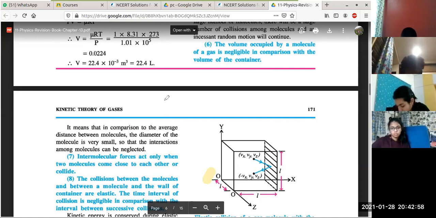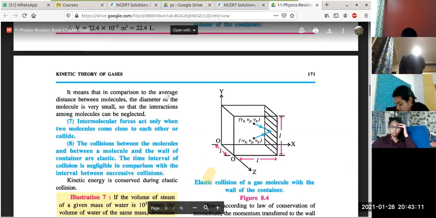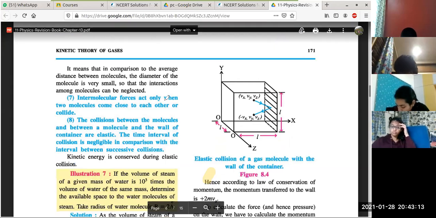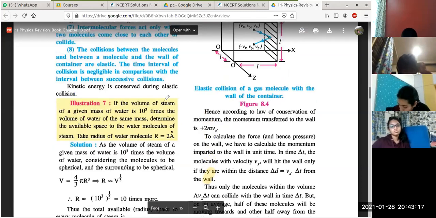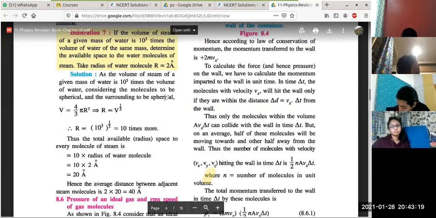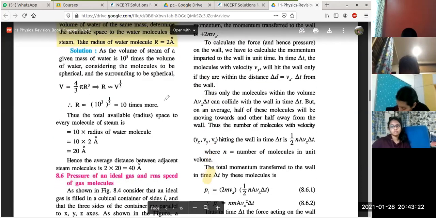I can't even find these 8 points in our NCERT book. But there should be 8 points. How many are there in NCERT? It's not written in points. All the 8 points are not written as points, just a paragraph. Okay, so you have to write in these points form.